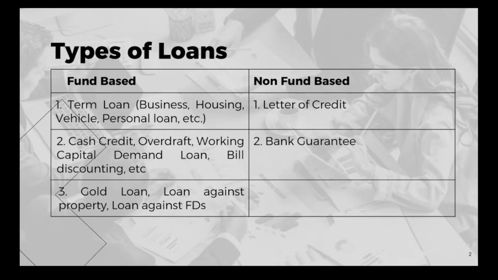In fund-based limits, the loans given for long term are called term loans, which can be a business loan, housing loan, vehicle loan, or personal loan. For short duration working capital facilities of a company, the loans given are cash credit, overdraft, working capital, demand loan, bill discounting, etc. And in personal loans, we have loan against property, loan against FD, and gold loans. These are the types of loans given in the Indian context.